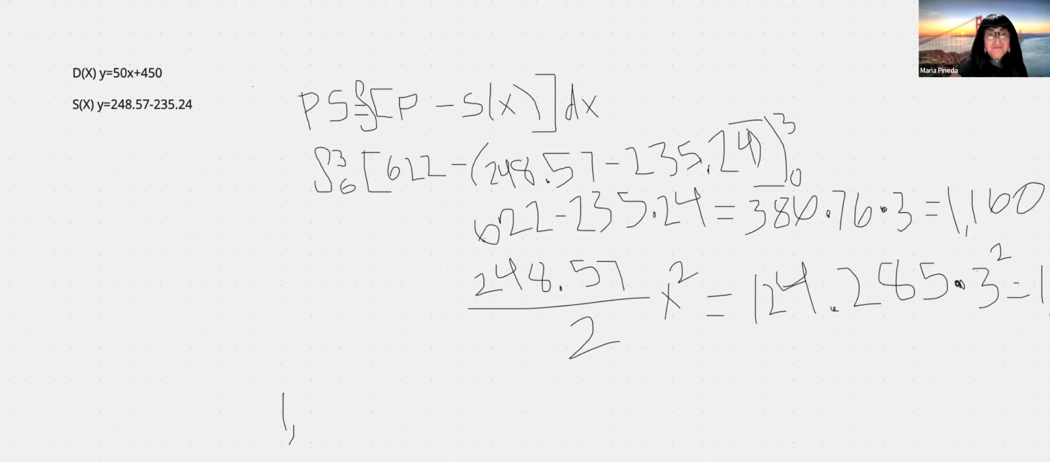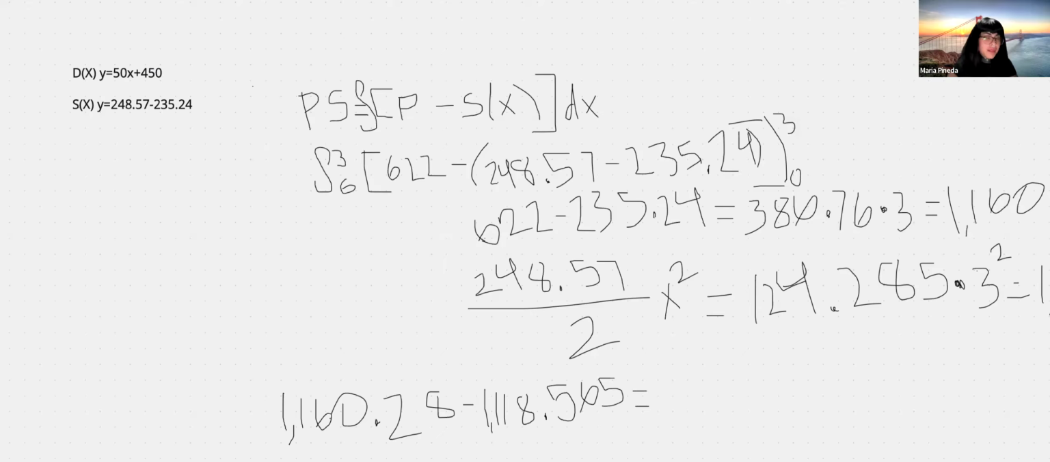Now we're going to subtract this number from this number to get the answer. So we're going to do 1160.28 minus 1118.565, and this is equal to 41.715. So this is our final answer for the producer surplus.